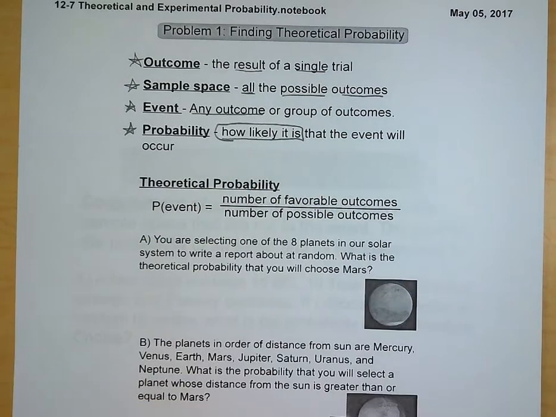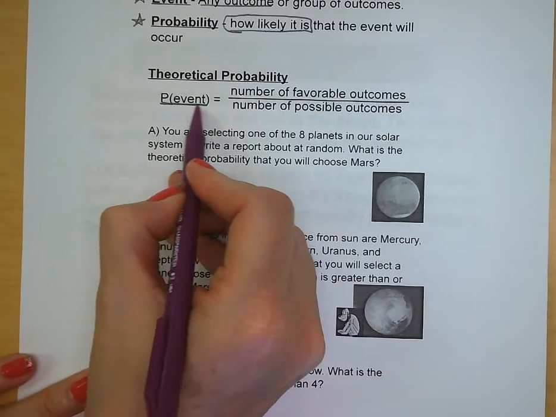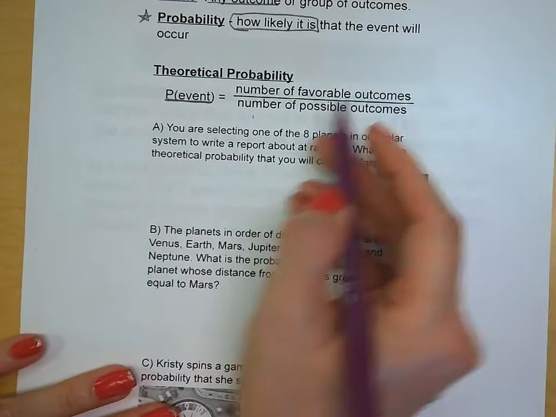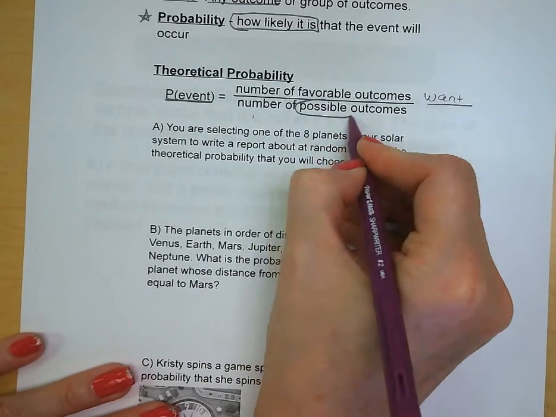So to find the theoretical probability of an event, we take the number of favorable outcomes, i.e. the ones that we want, over the number of possible outcomes, how many there are.